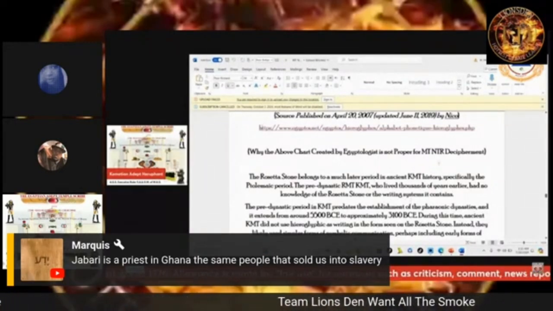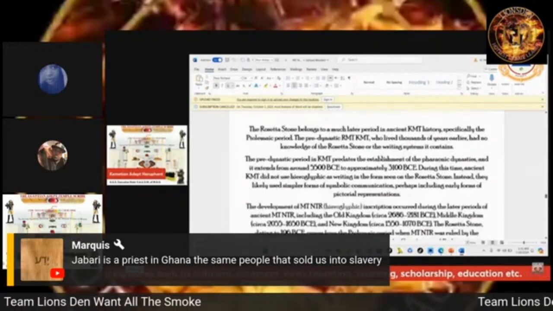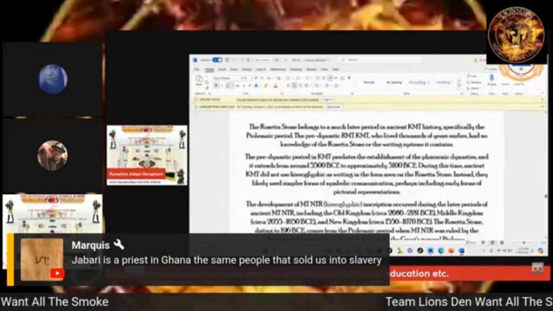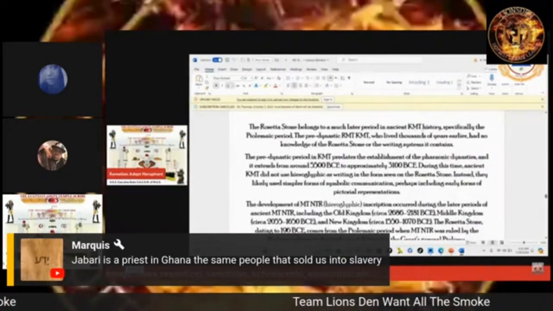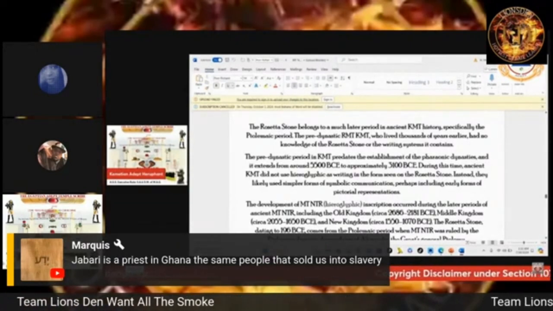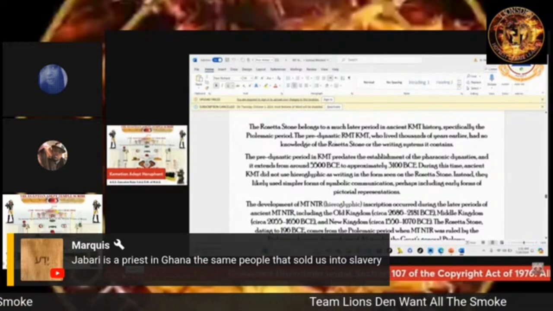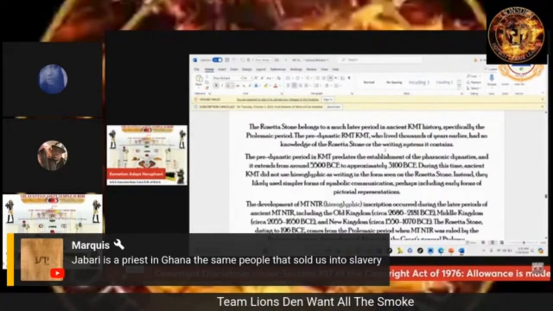It says why the above chart created by Egyptologists is not proper for Medu Neter decipherment. The Rosetta Stone belongs to a much later period in ancient Kemet's history, specifically the Ptolemaic period. The pre-dynastic Remet Kemet, the people who lived thousands of years earlier, had no knowledge of the Rosetta Stone or the writing systems it contains.